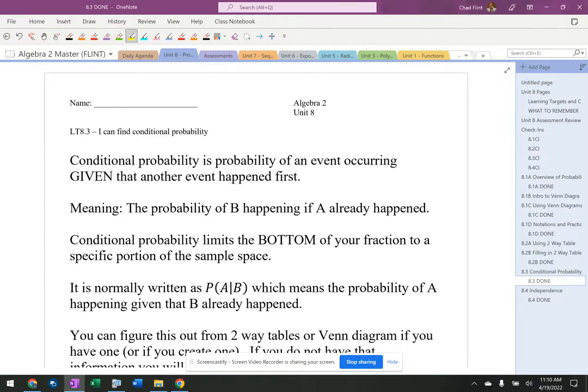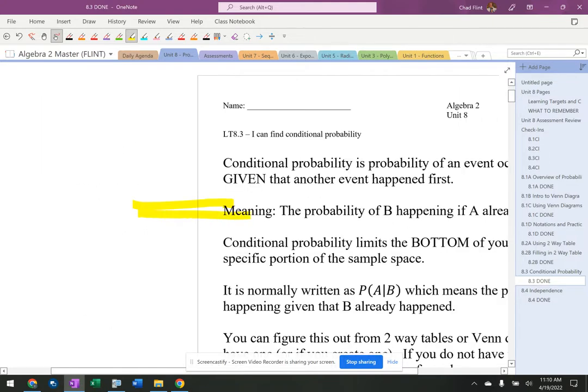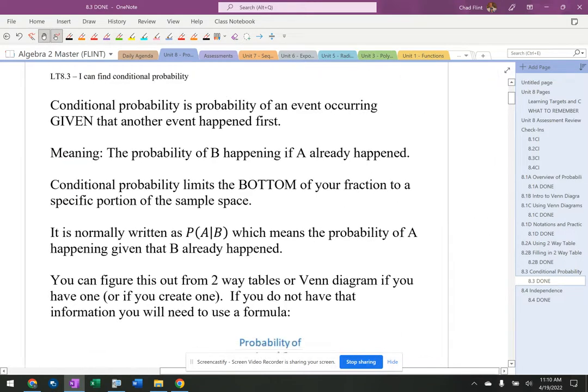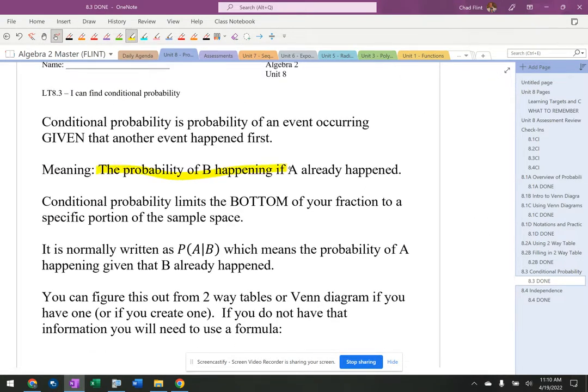Conditional probabilities are where you say, okay, this happened. What's the probability that this also happens or that this happens next? All right, so the probability of B happening if A has already happened. Meaning, like in the last section, if you did those, there was one where they were in the park. What's the probability they were flying a kite if they were a woman? All right, so it's kind of an if-then situation.